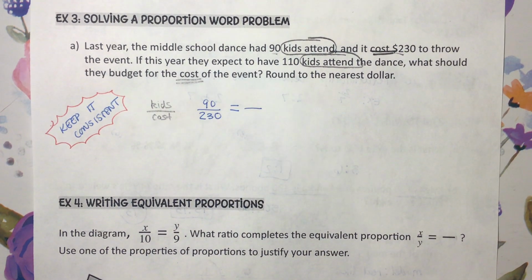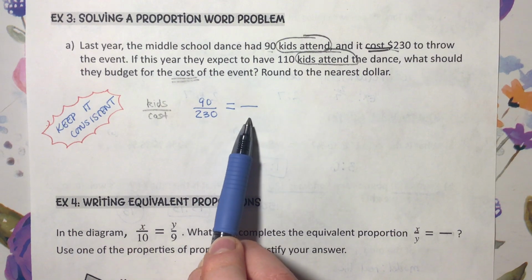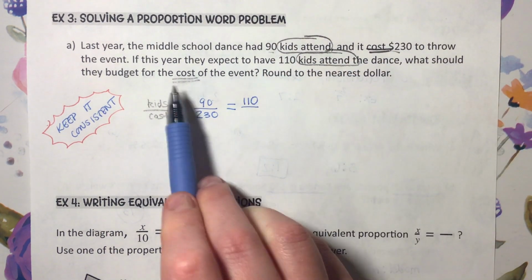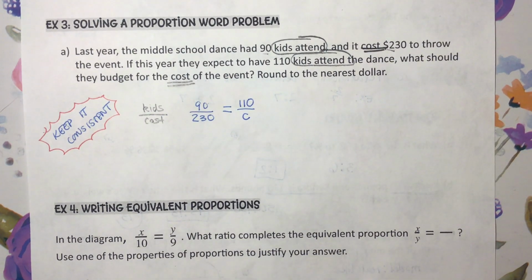proportion, and I have to do kids to cost again. Kids over cost, kids over cost. Now I have 110 kids, so that's going on top. But I don't know what the cost is, so I'm just going to put C for that variable because that's what I'm trying to figure out. Okay, so now I'm ready to solve.